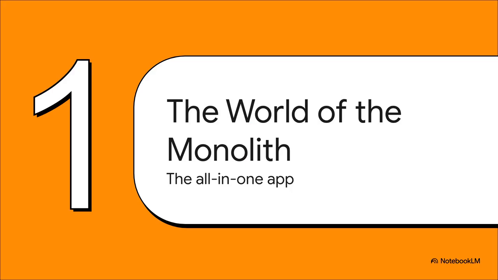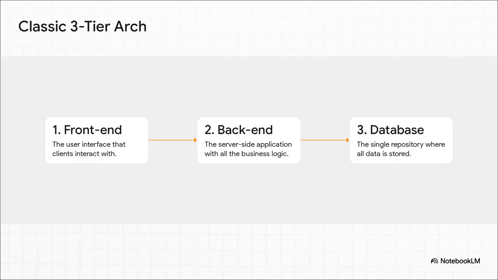So before we can really get what's so special about microservices, we first have to talk about what came before it, the monolith. This is the traditional, old-school way of building software, and honestly, it's where most projects still start out. Most apps start with a pretty standard, logical setup called a three-tier architecture. You've got your front end, that's the user interface, what people actually see and click on. Then you have the back end, which is like the brains of the operation, holding all the business logic. And finally, you have the database, where all the data lives.